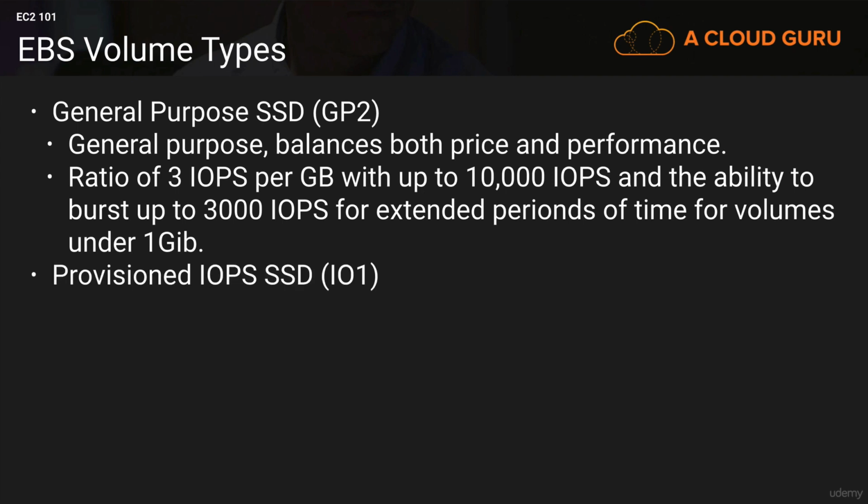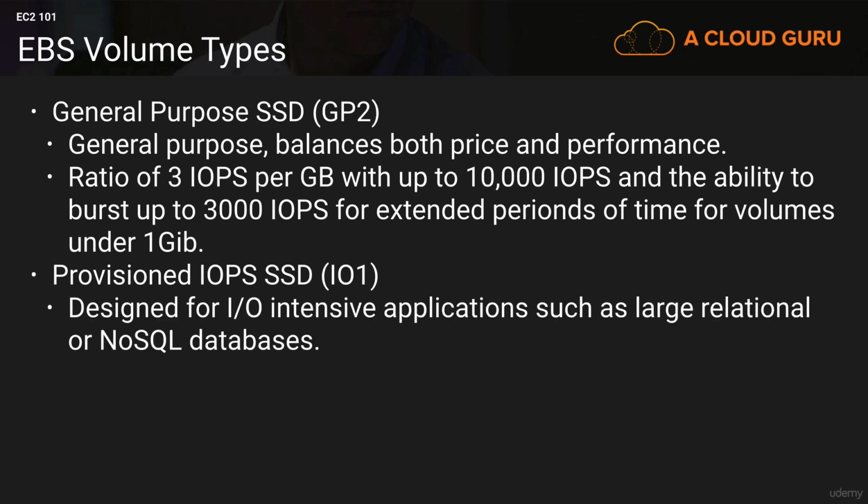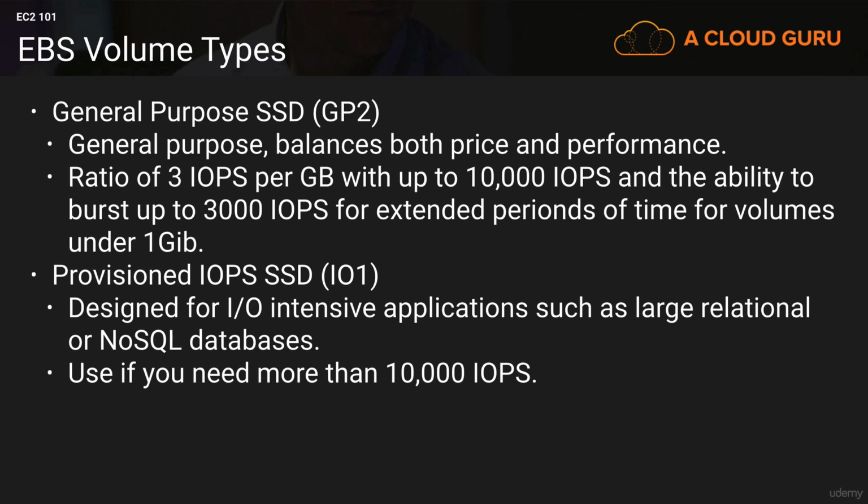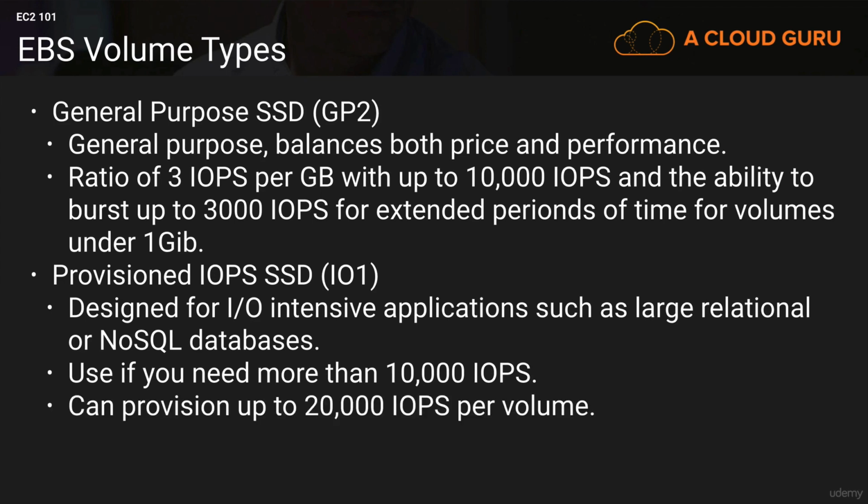We then have provisioned IOPS SSD. These are called IO1s, and we'll see these different tags later on in this section of the course. These are designed for IO-intensive applications such as large relational databases or NoSQL databases, and you would typically start to use this if you need over 10,000 IOPS. So that's really a good litmus test. If your application is going to be using less than 10,000 IOPS, you're going to want general purpose SSD. If you're going to be going over it, if you've got really big database servers, for example, you're going to want provisioned IOPS SSD. And with provisioned IOPS SSD, you can actually go up to 20,000 IOPS per volume now. So they are really super fast.